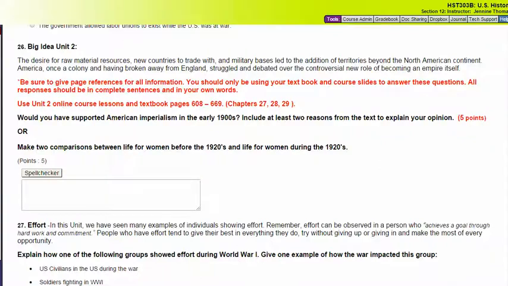When you answer this short answer question, be sure to give page references for all information. You should only be using your textbook and course slides to answer these questions. All responses should be in complete sentences and, of course, in your own words, or you will not receive credit for your answer. Use Unit 2 online course lessons and textbook pages 608 to 669, chapters 27, 28, and 29.